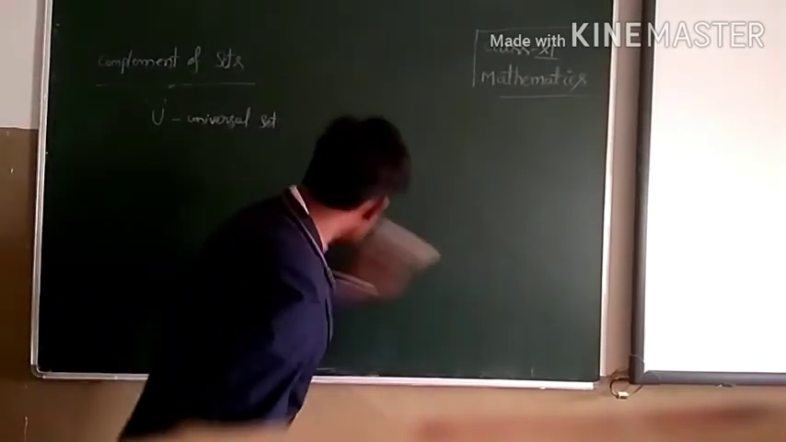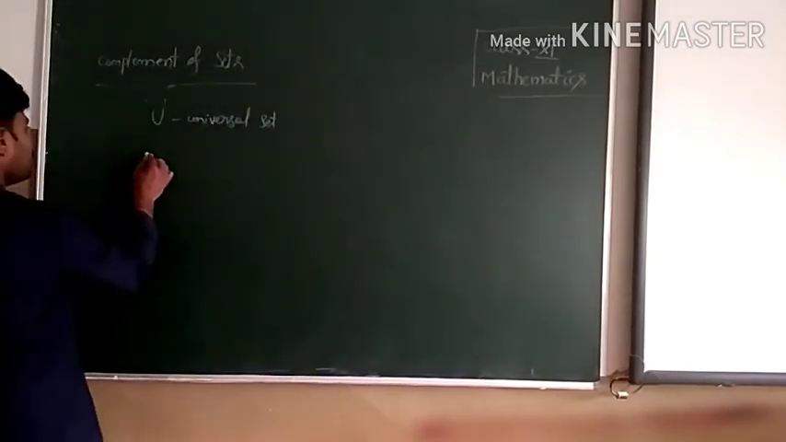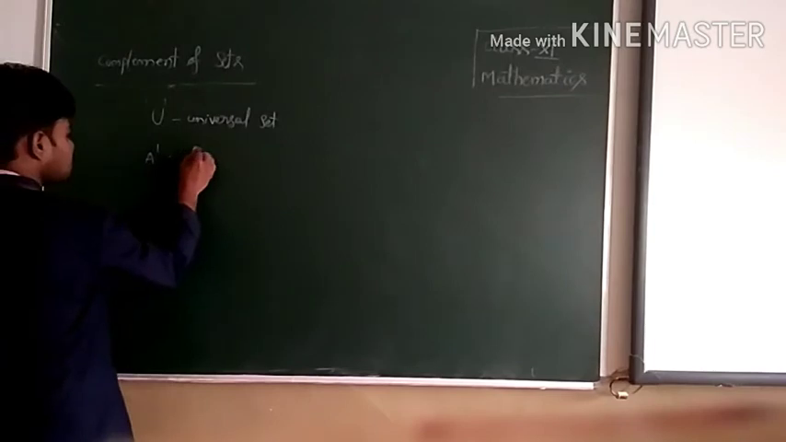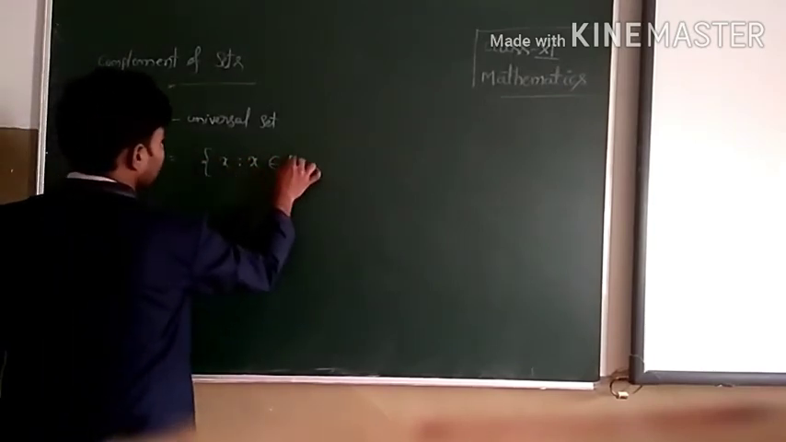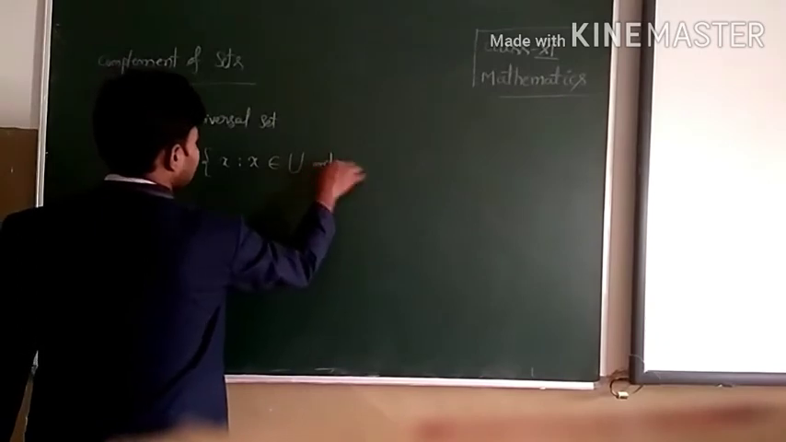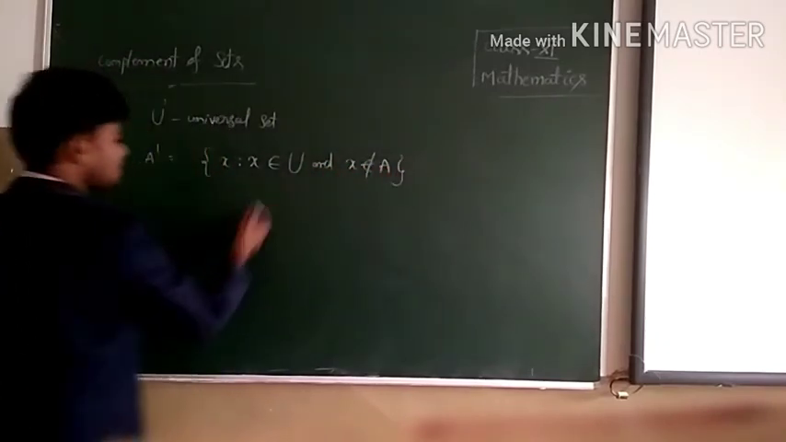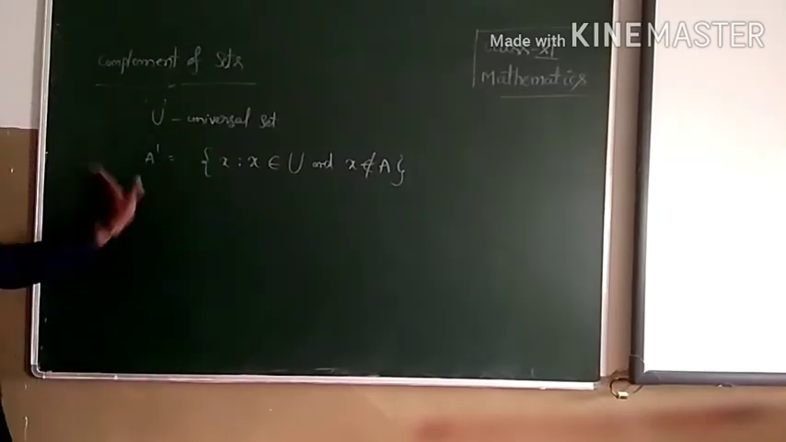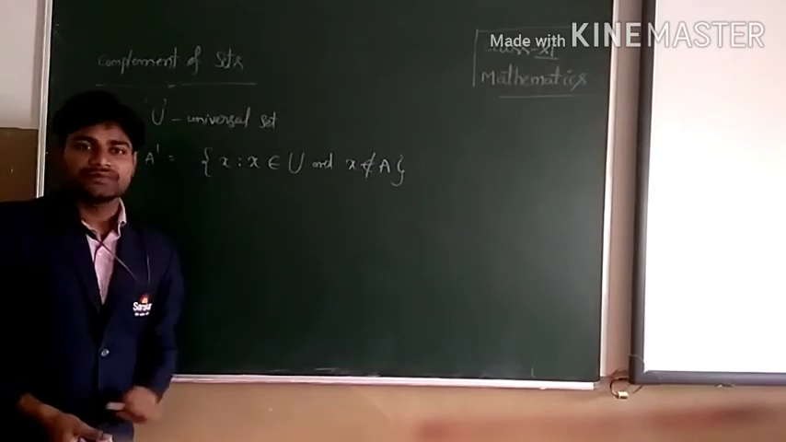We can denote this complement like this: A complement is equal to {x such that x belongs to mu and x does not belong to A}. Just we write this in set-builder form. The definition says that the elements which belong to mu but do not belong to A.